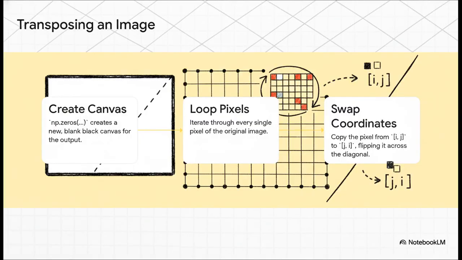We can even do more complex things like rearranging the pixels to create geometric effects. Let's say we want to transpose the image. That's kind of like flipping it along a diagonal line. We can't do that with simple math. We have to physically move the pixels. The process is pretty logical, though. First, you create a new, blank canvas. Then you'll loop through every single pixel of the original image. And here's the clever part. You copy the pixel from coordinate i,j in the old image over to j,i in the new one. Just by swapping those coordinates, we get the flip.